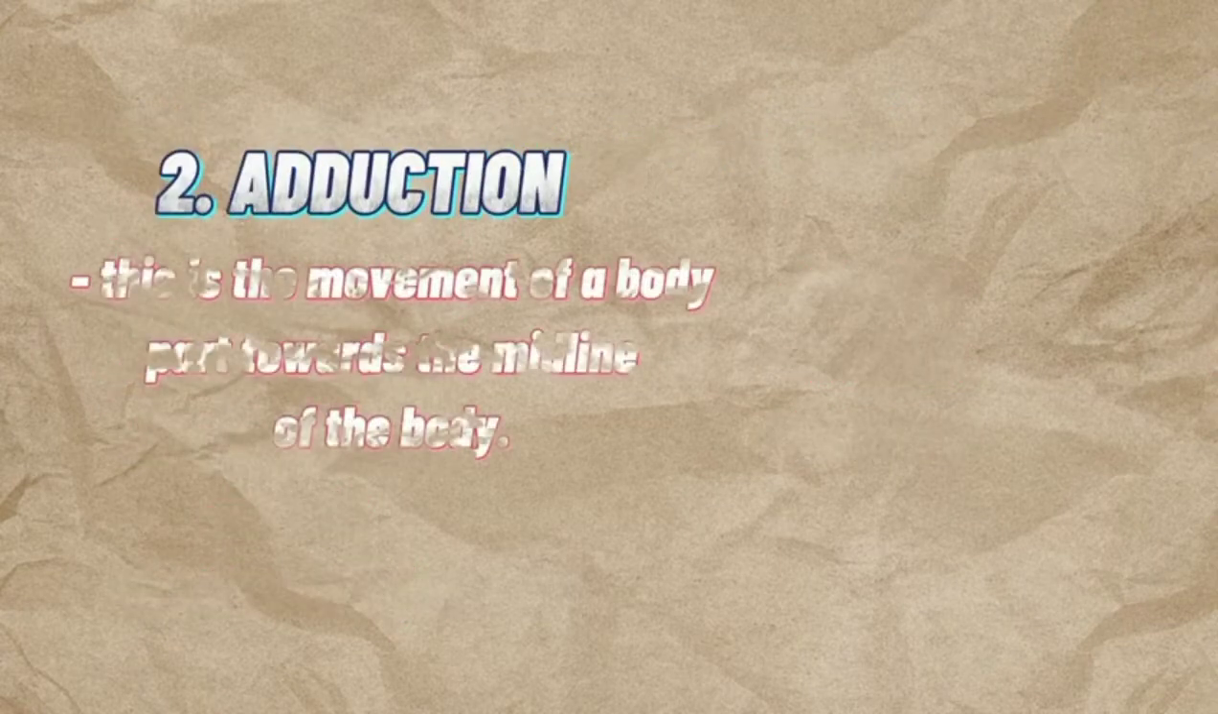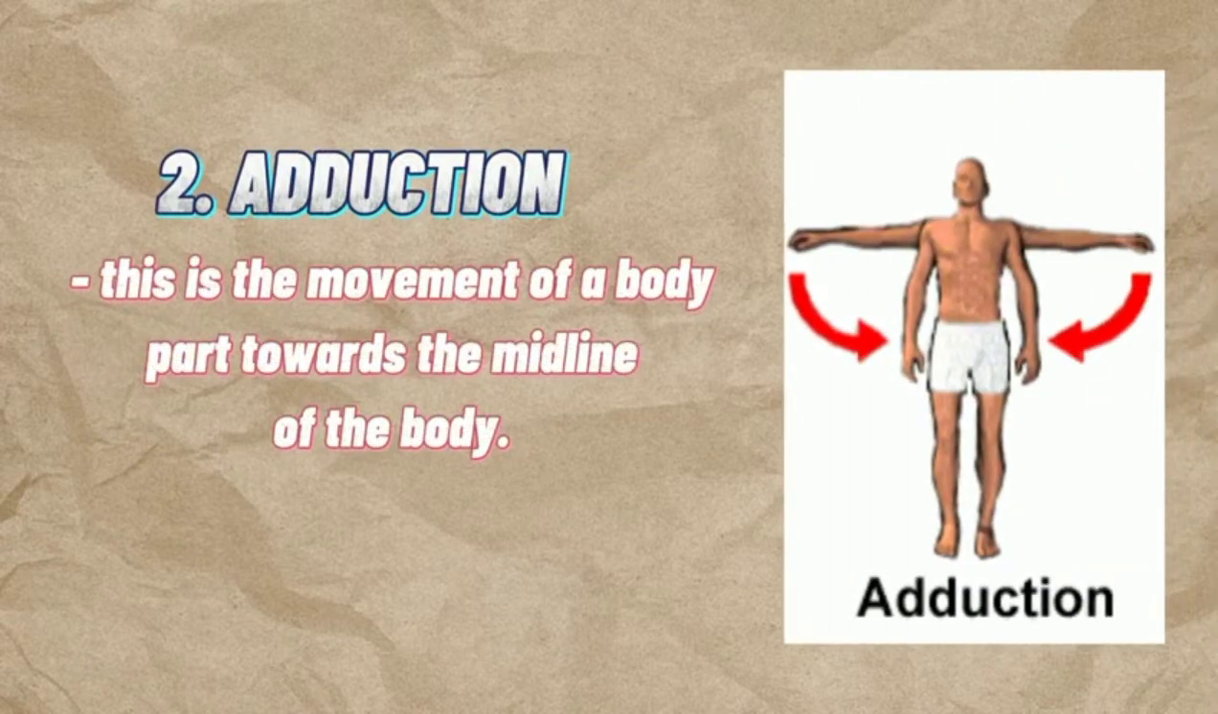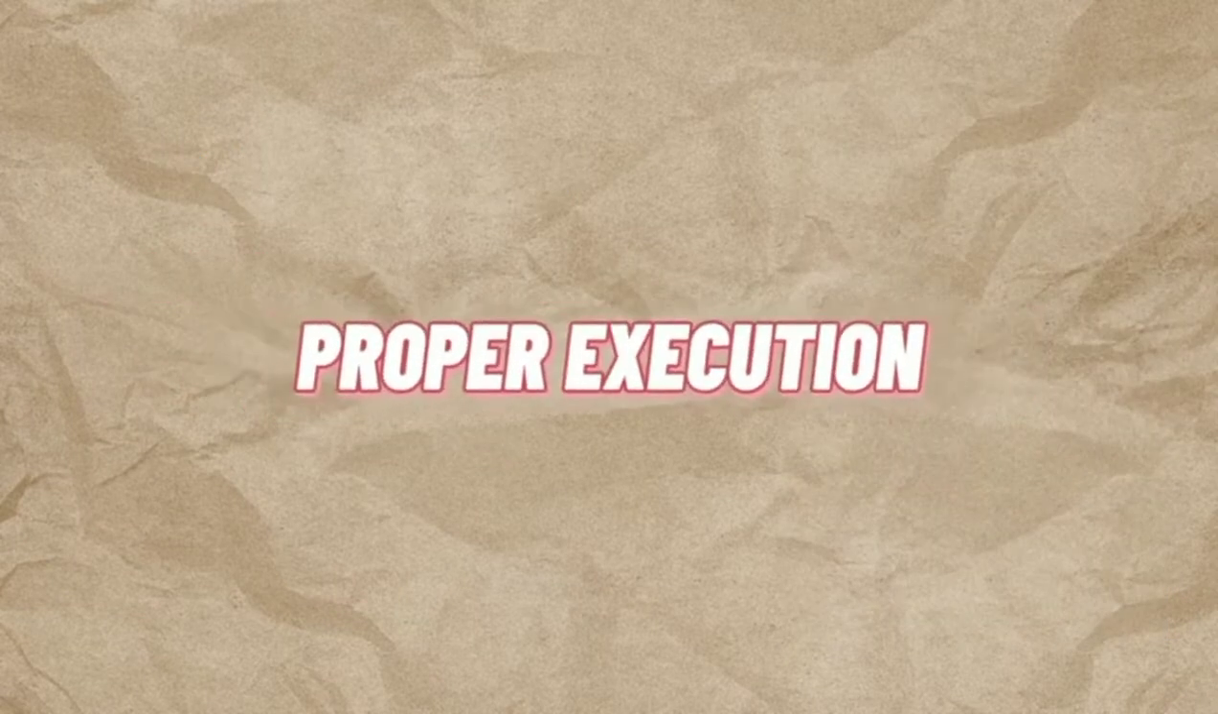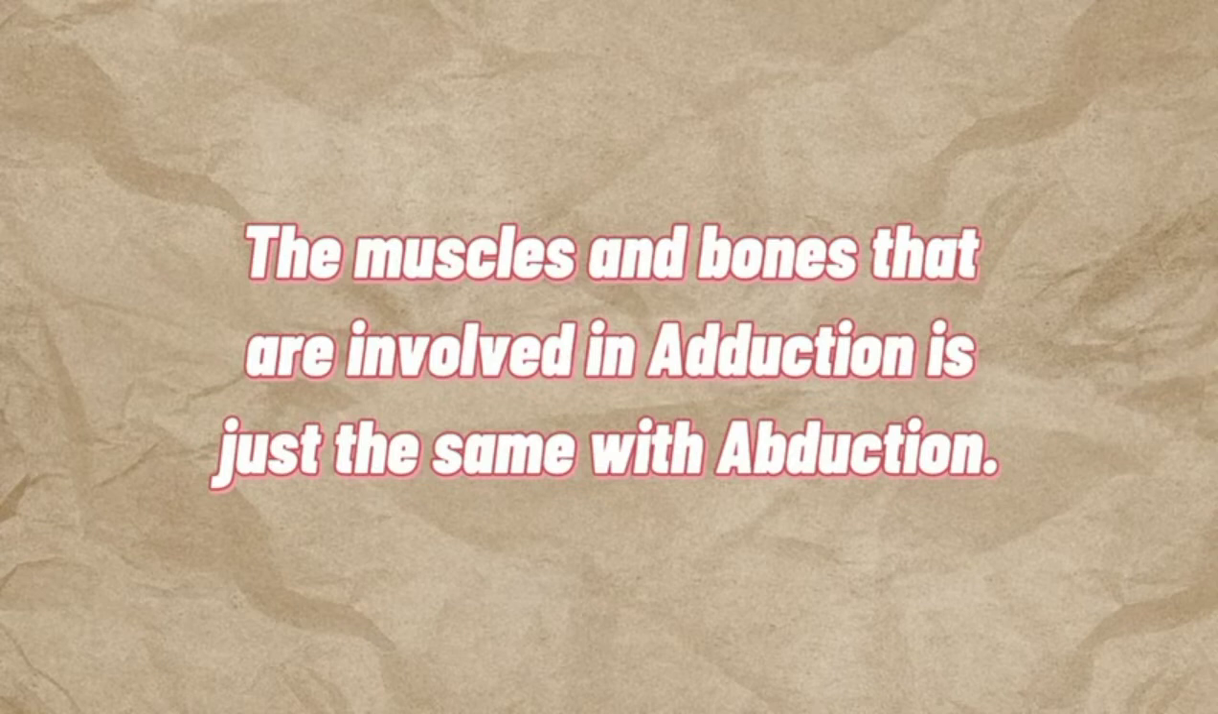Second is adduction. This is the movement of a body part towards the midline of the body. Take note, adduction is the antagonistic movement of abduction. Here is the proper execution of adduction. The muscles and bones that are involved in adduction are just the same as abduction.